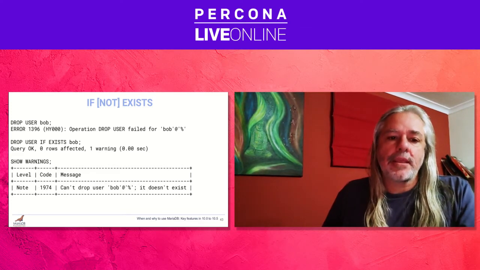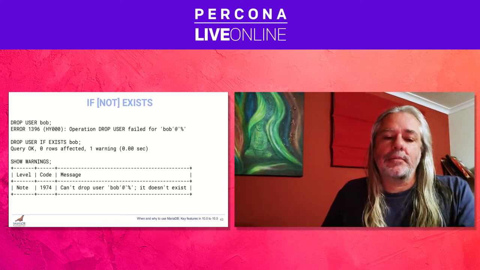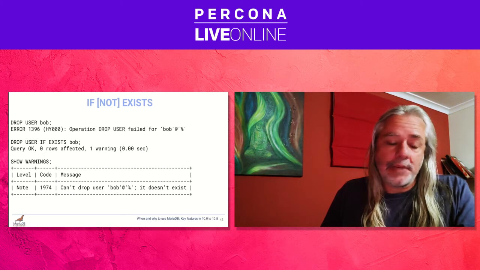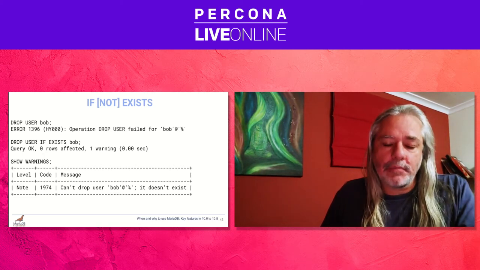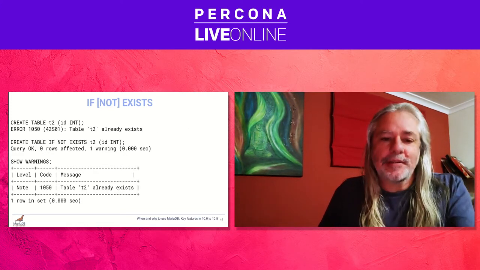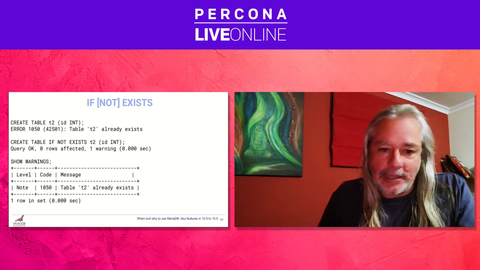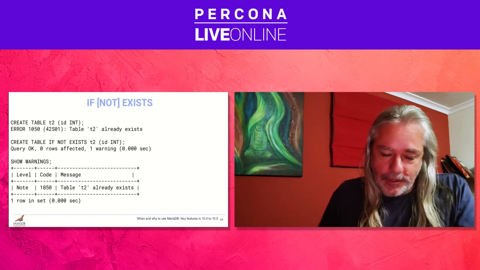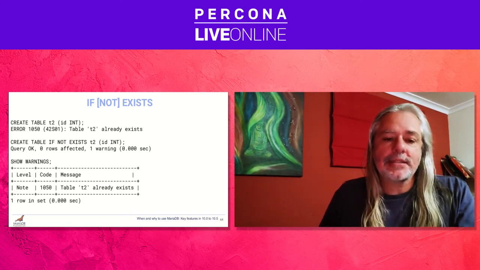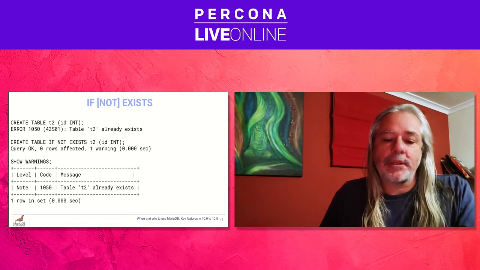We can't do so. If we say drop user if exists, the statement doesn't give an error, but we only get a warning telling us that it doesn't exist. So that reduces the amount of noise. The same applies for create table. We assume the table exists. We run the statement. No, it's an error because it already exists. We can run create table if not exists, and no error message. We simply get a warning telling us that the table did exist.